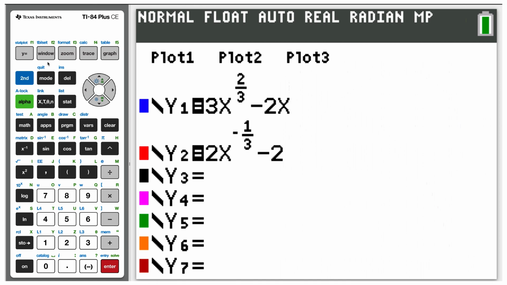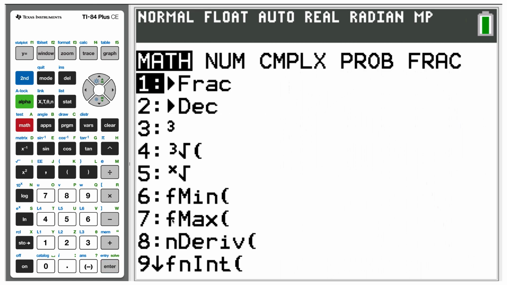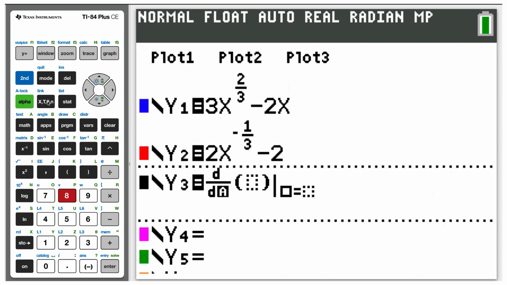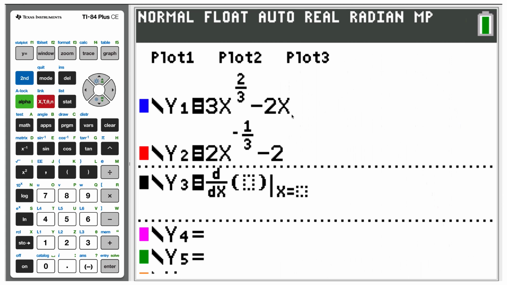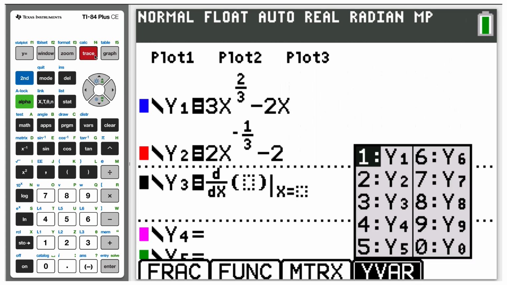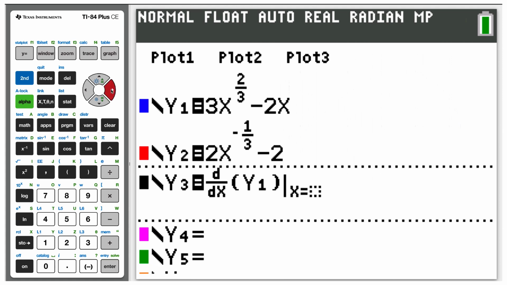And then we're going to go into y3. This is where you get the calculator to build your derivative graph for you. It's under math, down here, number 8. So you can down arrow to it or just press 8. And we're going to put in x in the first box. Here we want to do just y1. So alpha, trace, enter, right arrow, and then here put in x.